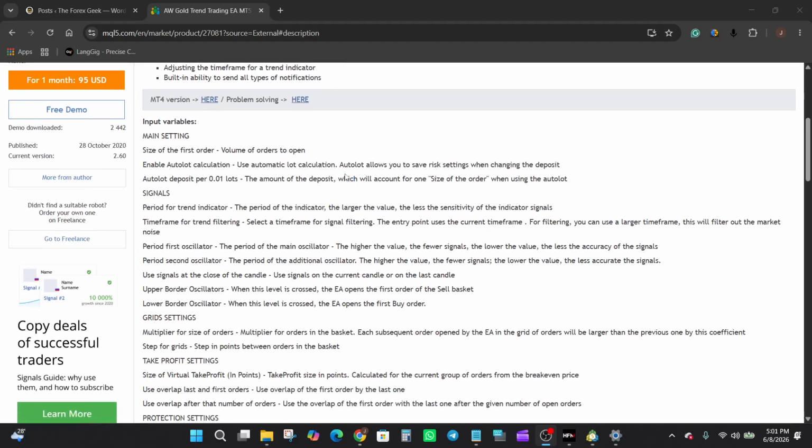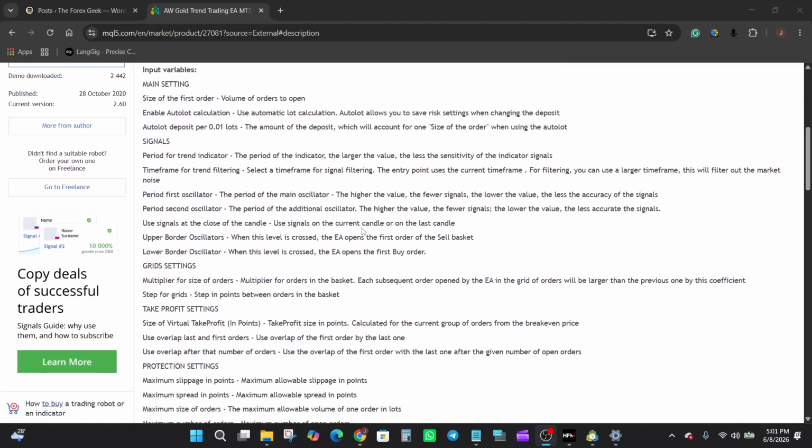Now, another key part of the system is the averaging mechanism. From what is described, when price moves against the initial direction, the EA can add additional positions in a structured way with grid spacing and volume scaling controlled through settings. So position sizing and spacing are clearly important parts of how this system manages trades.